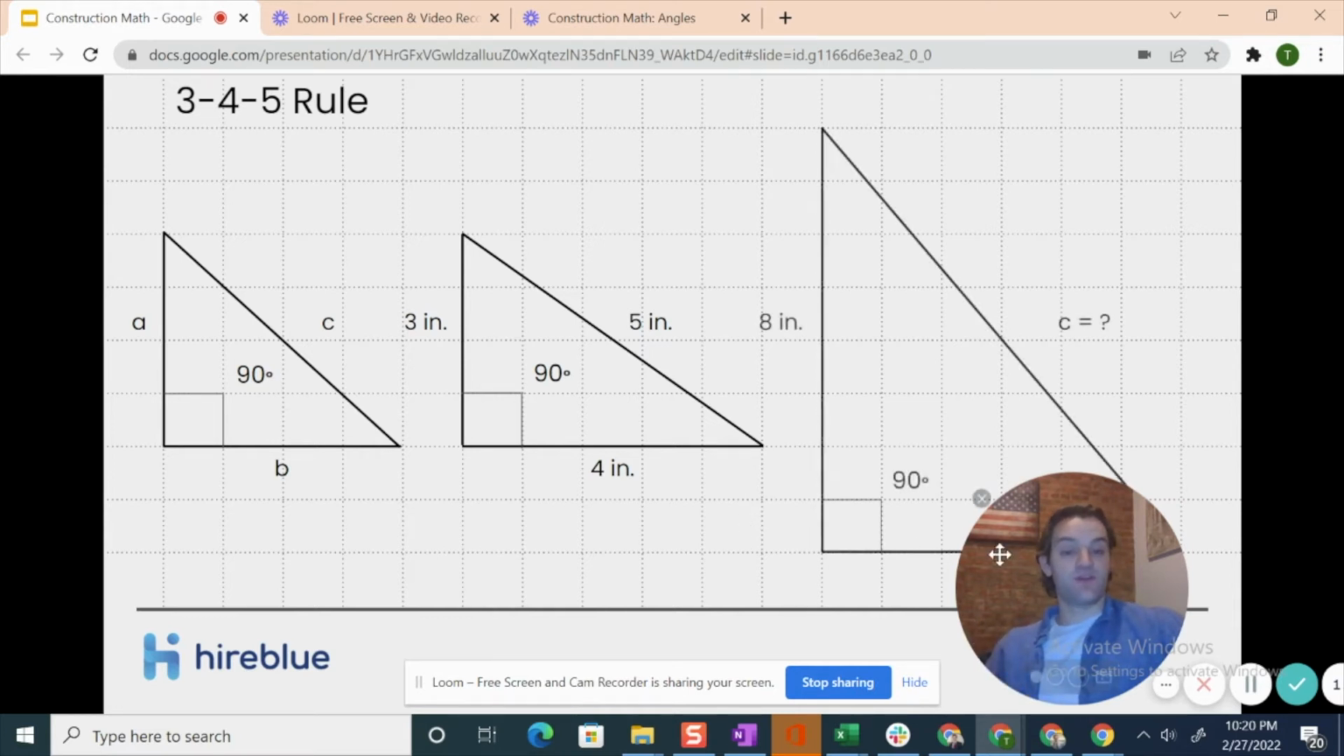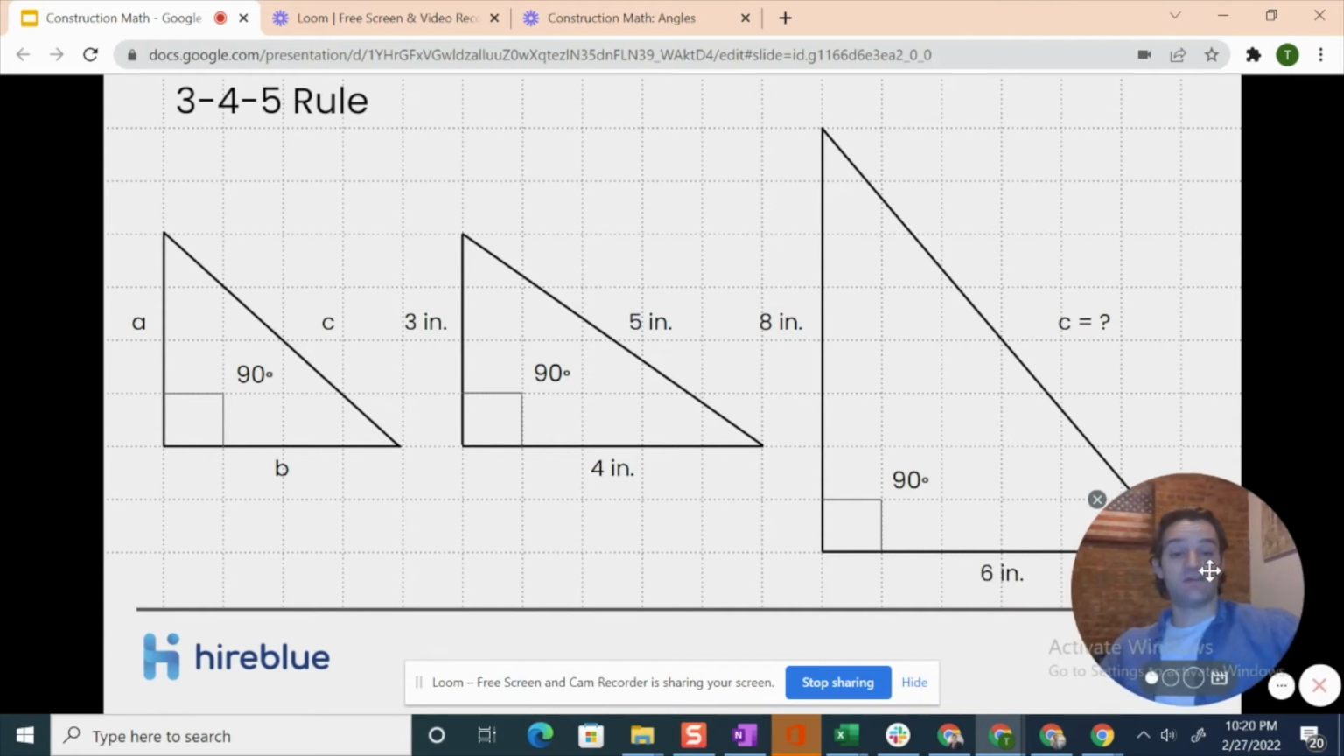And then another example that I'm going to show you is right here, where you have a right triangle with a side that is 8 inches long and a side that is 6 inches long. So this follows the ratio of the 3-4-5 rule, right? Because 8 is a multiple of 4. 4 times 2 is 8. And then 6 is a multiple of 3. 3 times 2 is 6. So you have the 3-4-5 rule here.